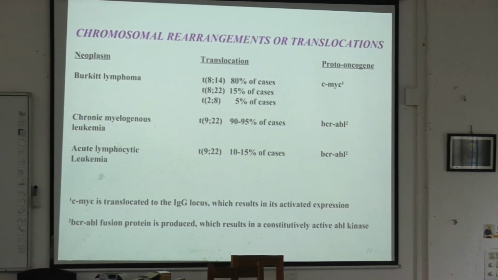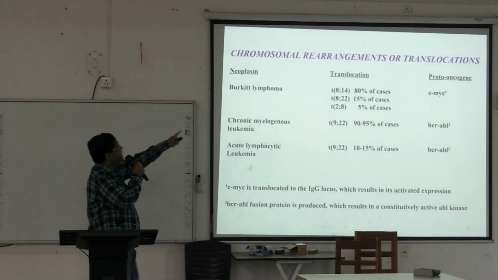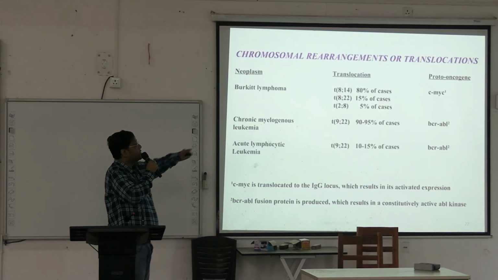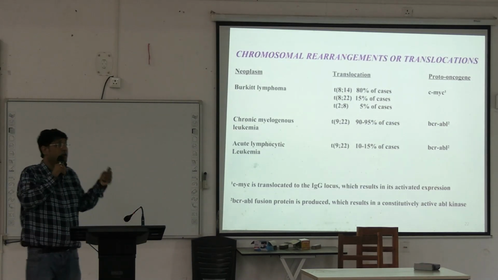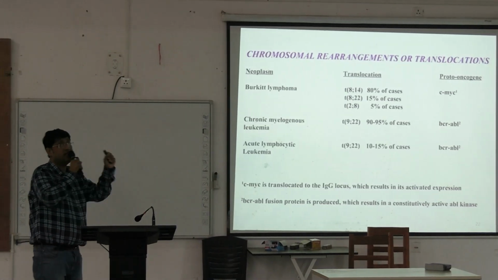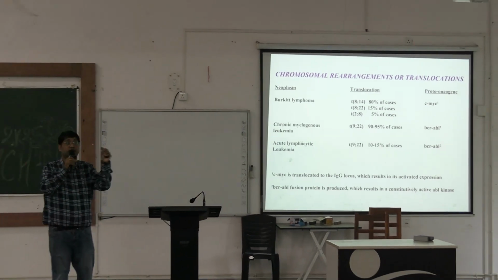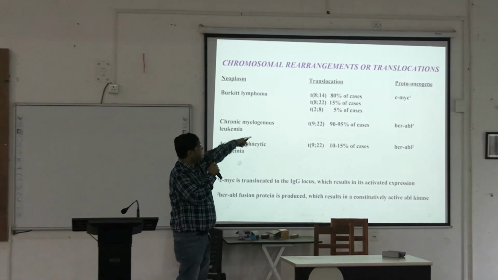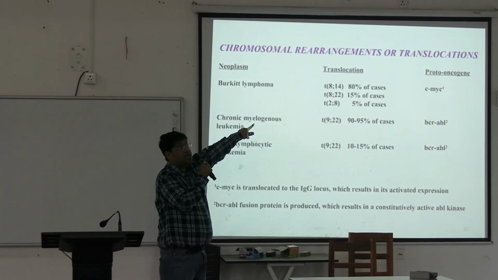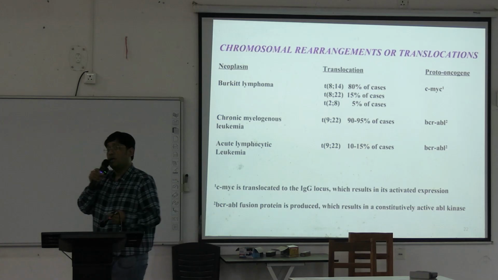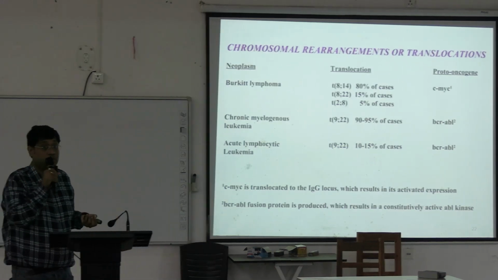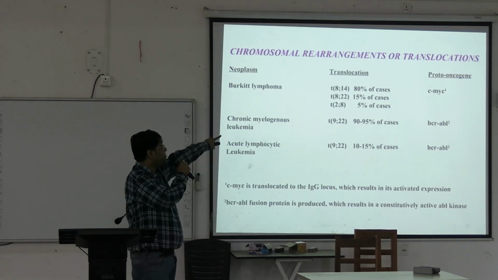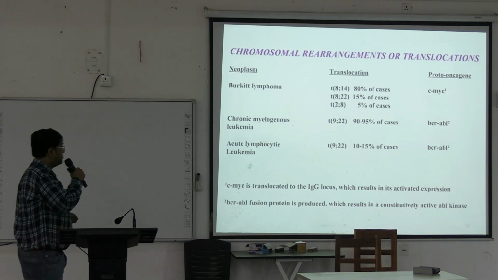Chromosomal rearrangement or translocation. Burkitt's lymphoma is caused by t(8;14), t(2;8) and t(8;22). The proto-oncogene is c-MYC. In the MCQ I will ask, what is the most common translocation associated with Burkitt's lymphoma? All three options and some other options will be given. You have to write t(8;14). I may alter the question: what is the least common? I will give these three options and none of the above. Then the answer will be t(2;8). Like this, the MCQs are formed, okay?